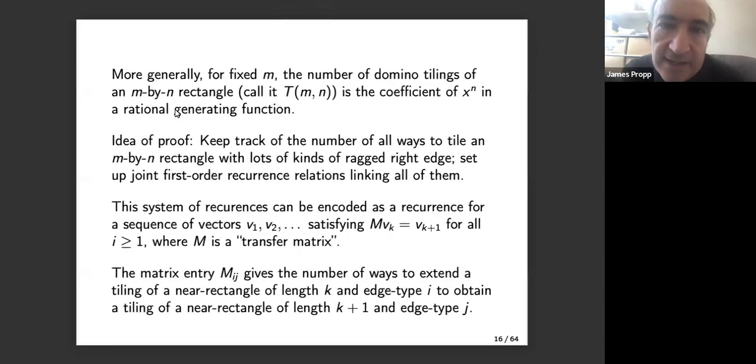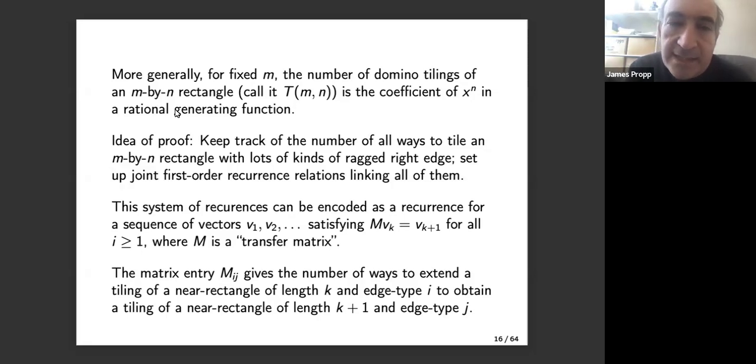So more generally, for any fixed m, the number of domino tilings of an m by n rectangle, called t of m comma n, is the coefficient of x to the n in a rational generating function. So each value of m determines a rational generating function. For m equals 2, it's this. For m equals 3, it's something else. For m equals 4, it's something else. But for each fixed m, if you let n vary, you're going to get a rational generating function, or putting it differently, the numbers t sub m comma n, as m is fixed and n varies, will satisfy some sort of linear recurrence relation, which seems like a smart way to proceed.